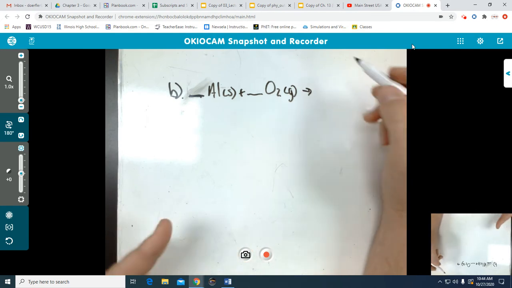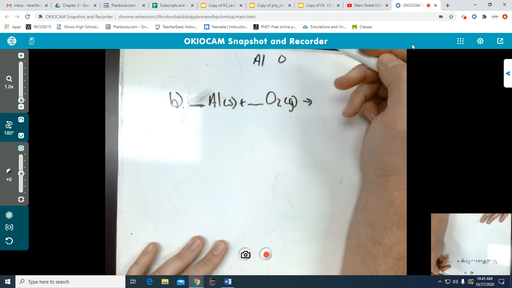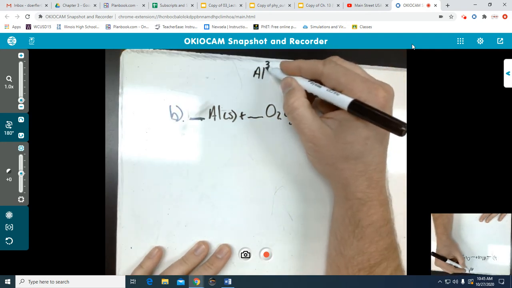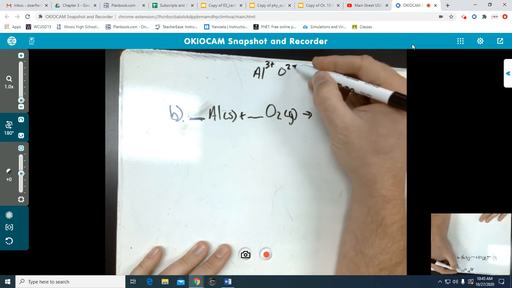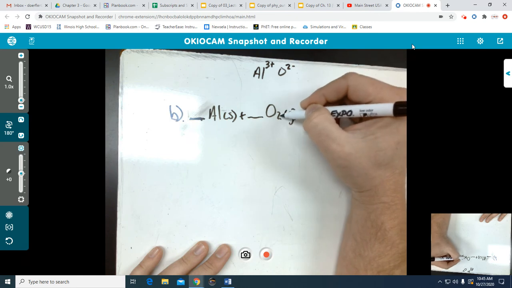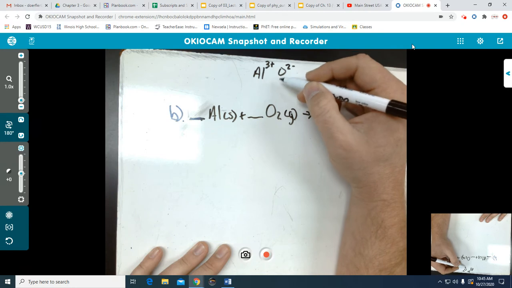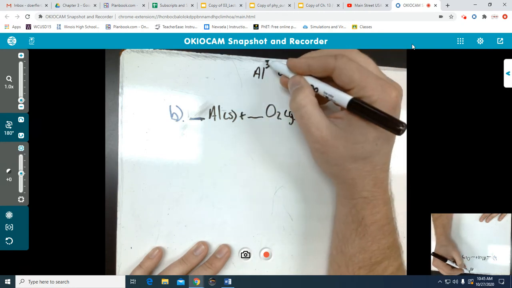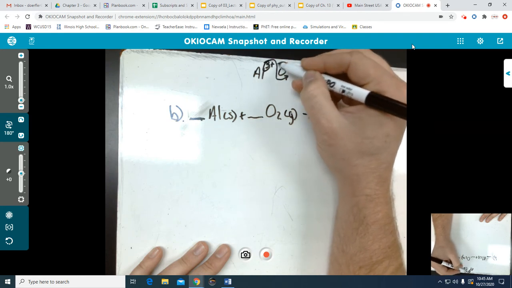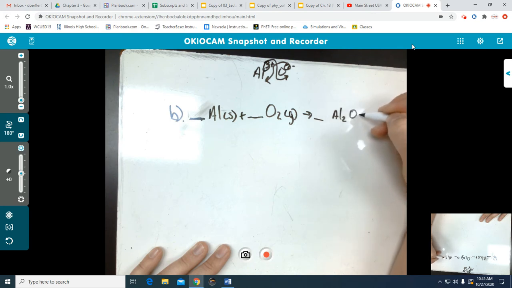What is aluminum and oxygen going to yield? We have to go back to our ionic compound roots. Aluminum has a 3+ charge. Oxygen is a 2- charge. I don't care that here we have a 2 subscript on the oxygen. I'm just looking at a single oxygen atom because this is all going to be broken apart and reformed when the reaction is occurring. So we're going to put them together, and we're going to get the compound Al2O3, which is a solid.